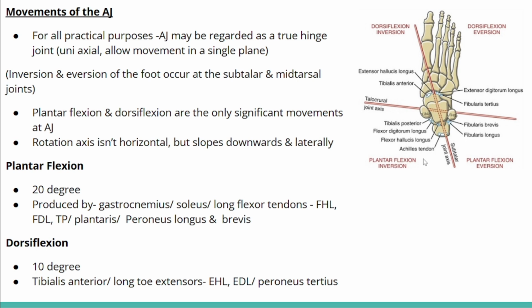And the rotation axis, this is the axis. It is not horizontal, but instead it slopes downwards and laterally. Now plantar flexion can occur up to 20 degrees. Plantar flexion is moving the sole towards the ground. It is produced by the muscles and tendons of the posterior aspect of the leg. Those are gastrocnemius, soleus, flexor hallucis longus, flexor digitorum longus, tibialis posterior, plantaris, and also the muscles of the fibular compartment. Those are peroneus longus and brevis.